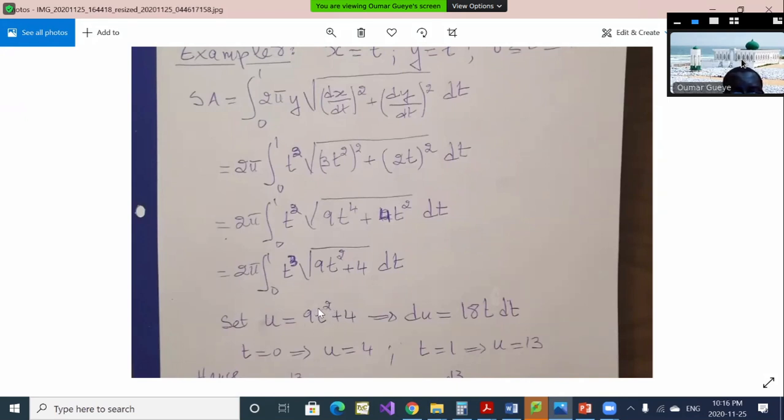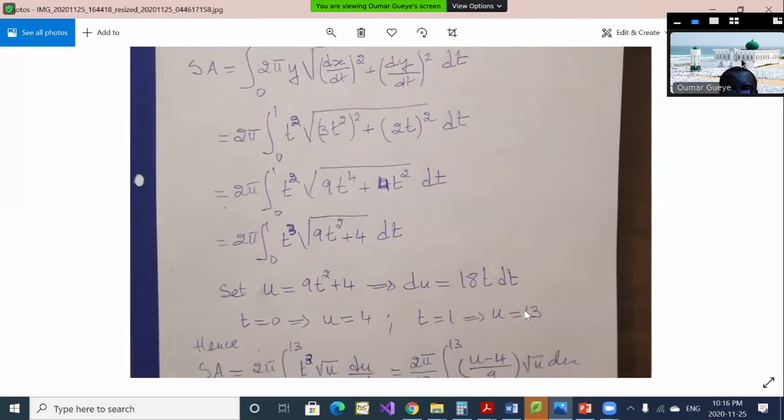So u equal to 9t squared plus 4, your du is going to be 18t times dt, because you differentiate this part. And when t equal to 0, you're going to get 4. You substitute here t by 0 to get the new interval of integration. That's why you have to do it. And when t equal to 1, the second endpoint, you substitute here, it's going to be just 9 plus 4, you get 13. Now my integral is going to be from 1 to 13.